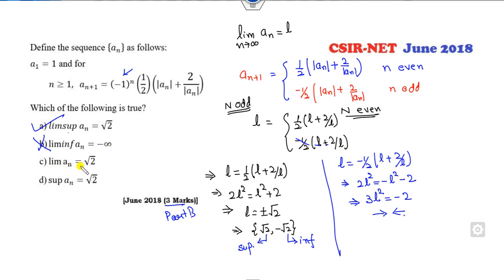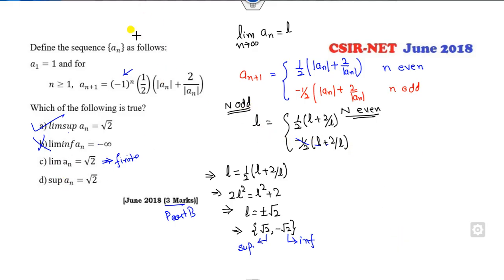Now the limit of an is there. What is the meaning of that? It means this is my finite limit. Now they are not talking about the infimum or supremum. Fine. So how can you solve that?